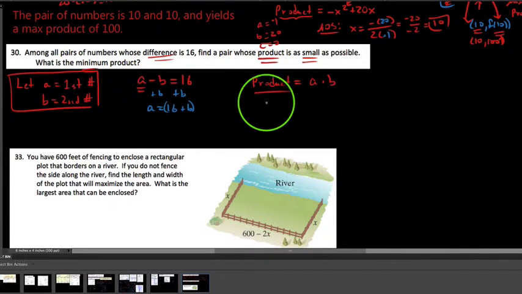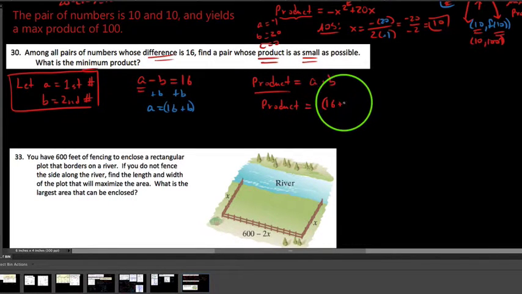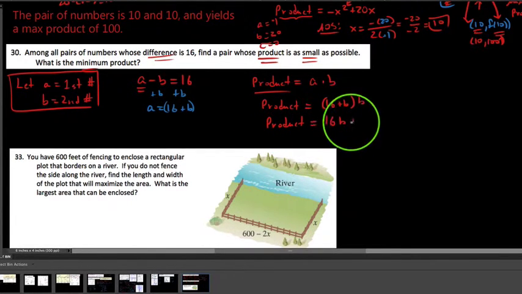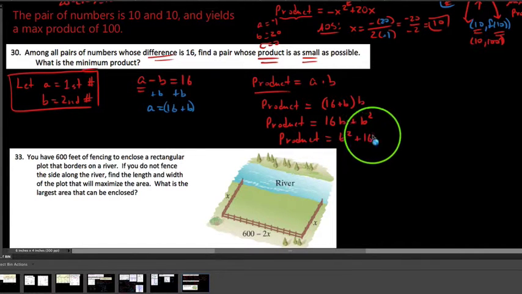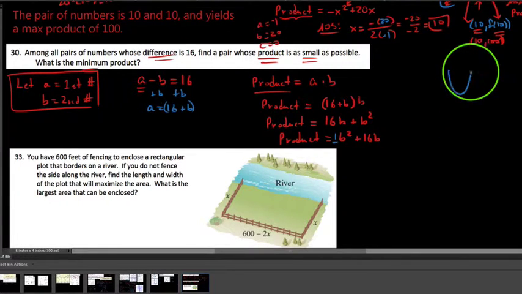So over here where we see an A, we're going to rewrite this. We're going to say our product then is instead 16 plus B times B. Or after we distribute here, we get our quadratic function. We get 16B plus B squared. And because I want this to be in standard form, this is B squared plus 16B. Now I hope you notice that our leading coefficient here is a 1, and so this is actually an upward opening parabola, but also notice that we're trying to find the product that is as small as possible. In other words, we're trying to find the minimum, and a min or a max always occurs at the vertex.